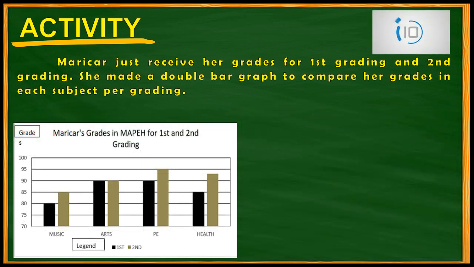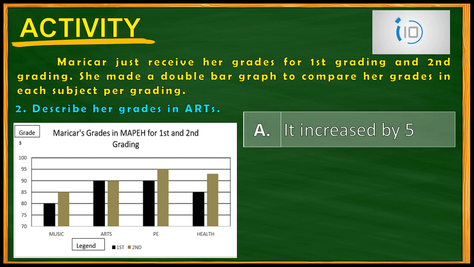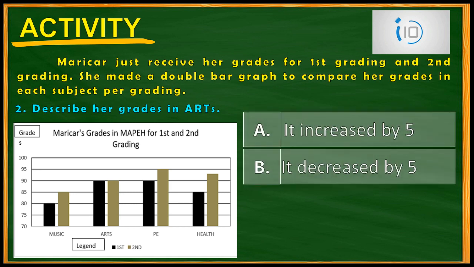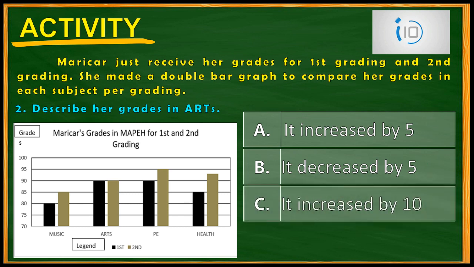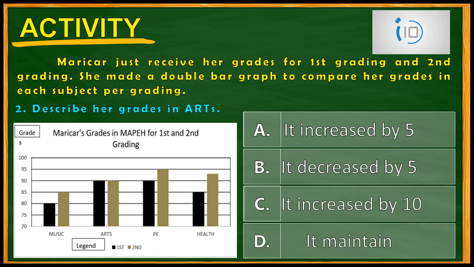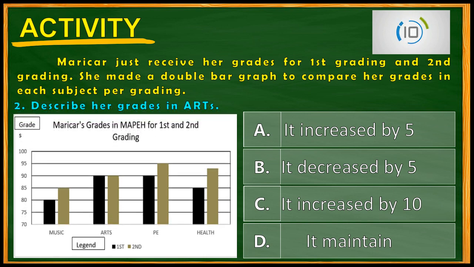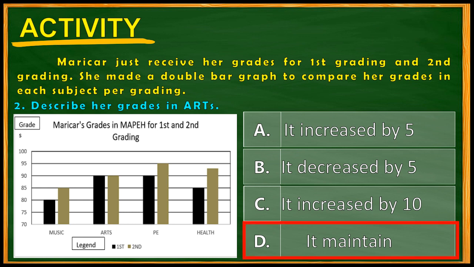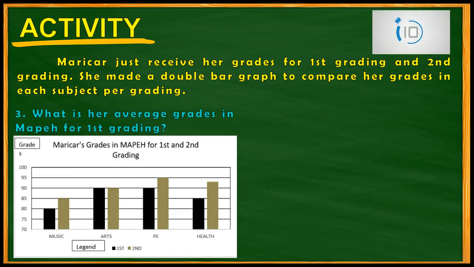Next, for question number 2, describe her grades in arts. Is it letter A, it increased by 5? Letter B, it decreased by 5. Letter C, it increased by 10. And letter D, it maintained. You have 10 seconds. Your timer starts now. Comment down your answer in the comment section below. Now, let's reveal the answer. The answer would be letter D. It maintained.